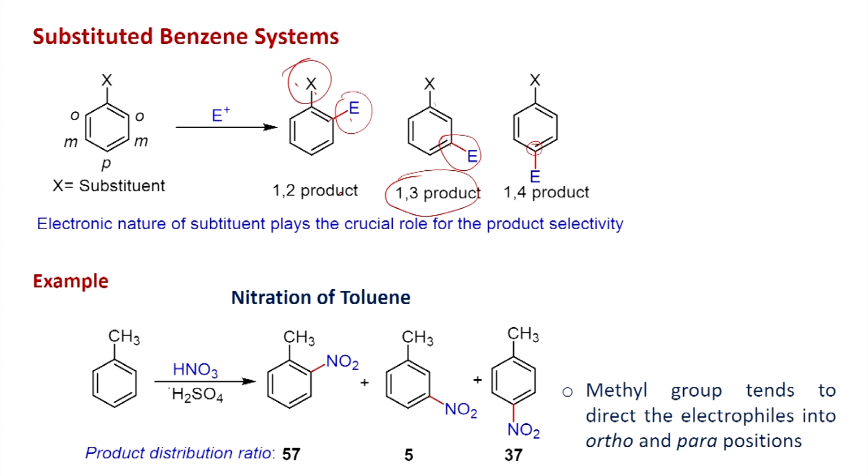For example, let us look at toluene. When you do the nitration of toluene, you end up with a mixture of compounds. If you look at the ratio of these compounds, the ortho nitration is the major product, then you get the para. Compared to meta, these two are the major compounds. So, this can be easily understood if you write the resonance structures.